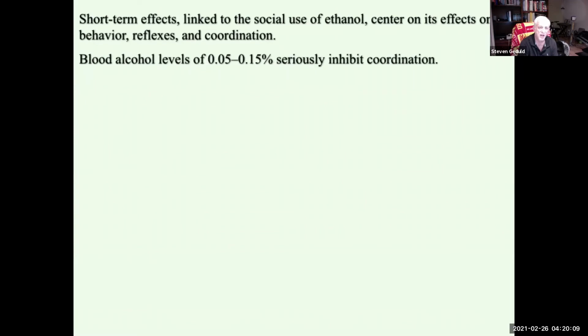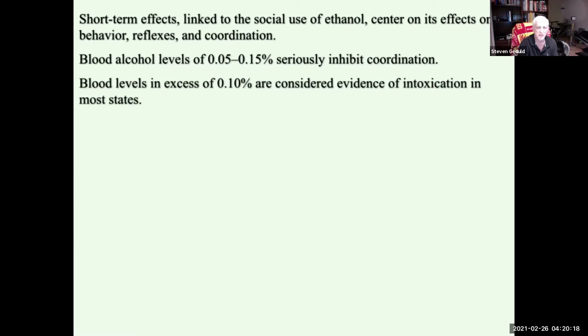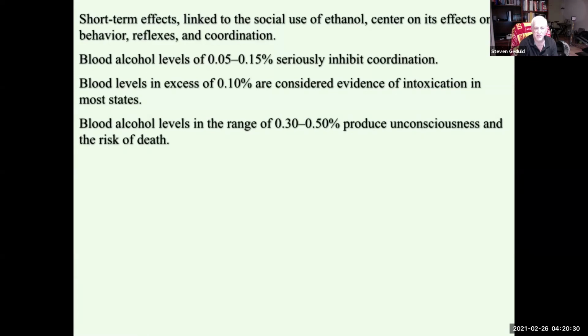Blood alcohol levels of 0.05 to 0.15% inhibit coordination. Blood levels in excess of 0.1 are considered evidence of intoxication in most states. That's the level for a DUI, 0.1%. Blood alcohol levels in the range of 0.3 to 0.5 produce unconsciousness and the risk of death, alcohol toxicity.